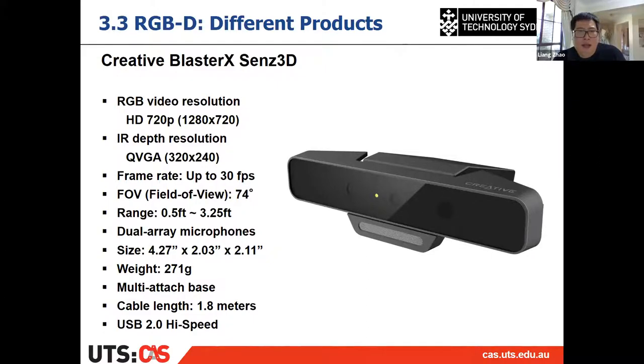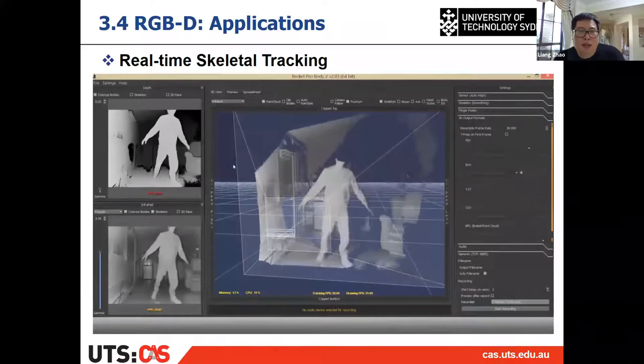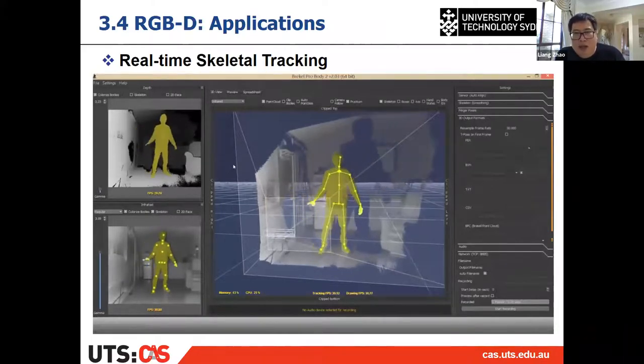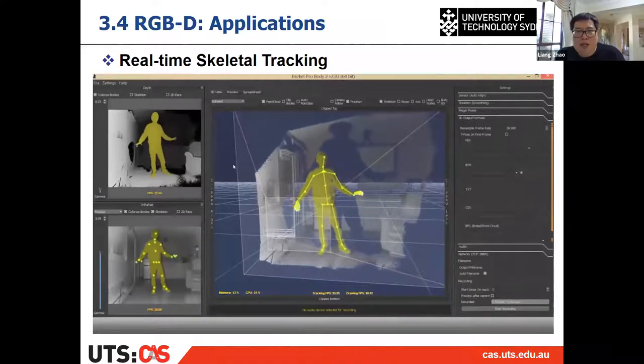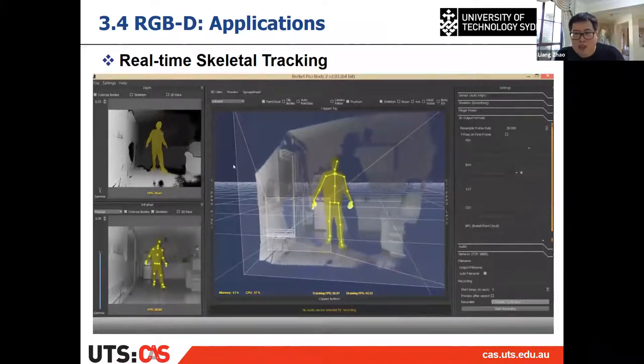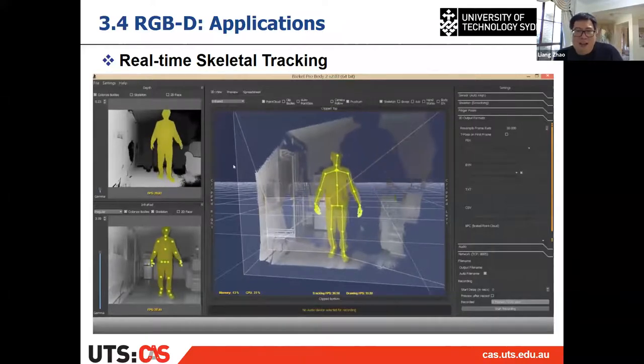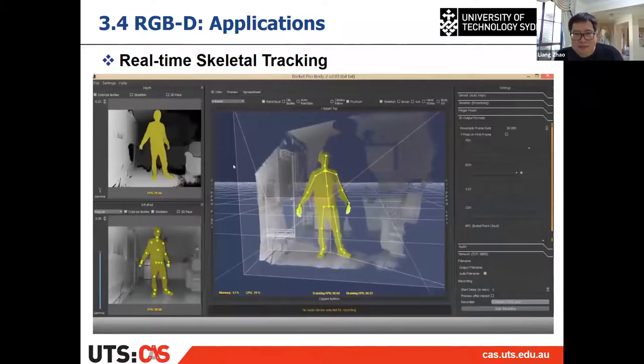All right, then the next one, let's go to some applications which the RGBD camera can be used for. And this one is the very original application of the Kinect, which is skeleton tracking. And if you track the skeleton, then you can apply it to games, right? And this is the skeleton tracking.